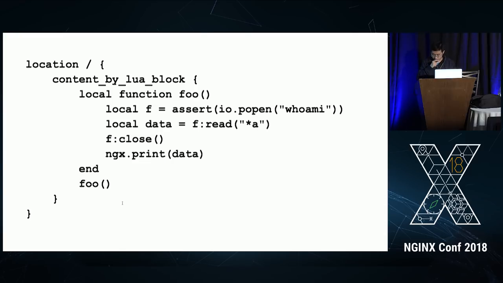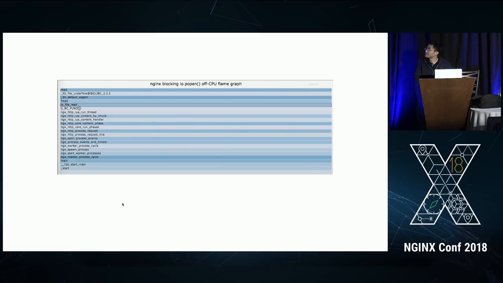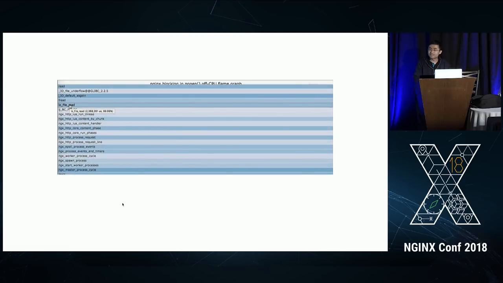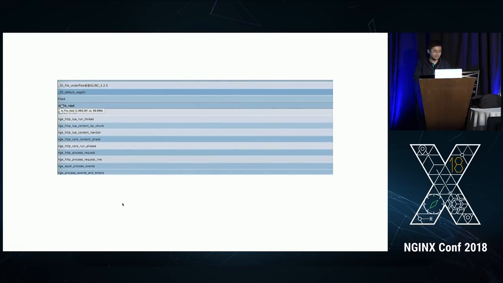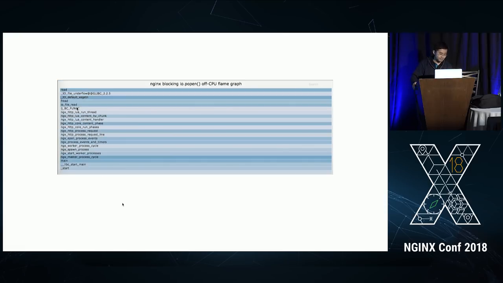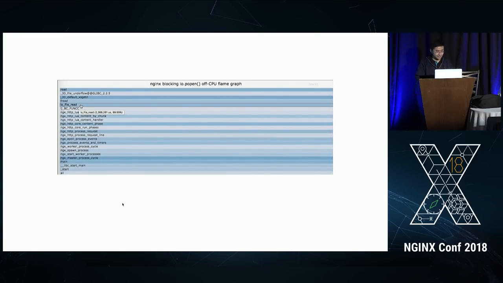For example, in this configuration, we have a Lua program using io.popen to open a pipe to run a whoami shell command, but it's a blocking operation, as we can see from this off-CPU flame graph for this example. So almost all off-CPU time is no longer in epoll_wait, but in Lua's fread, the pipe reading operation.